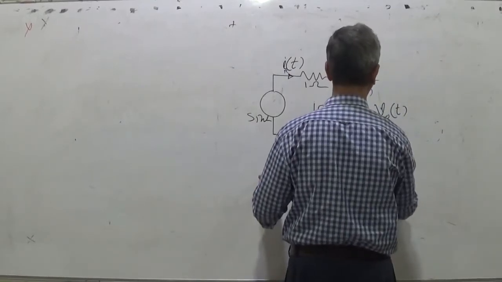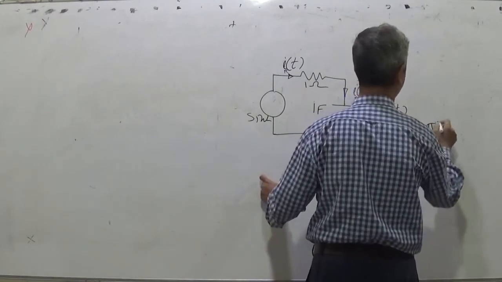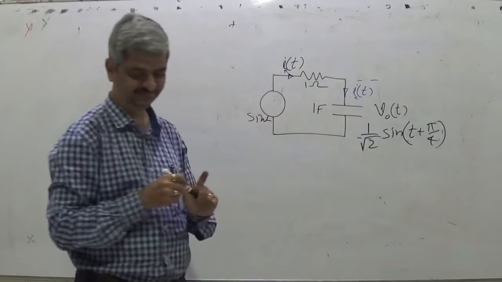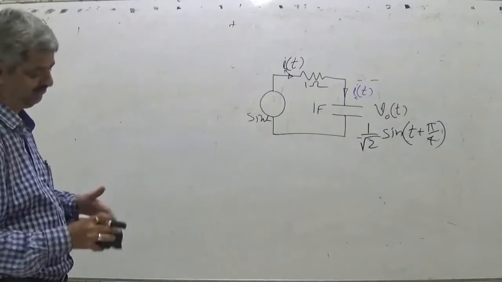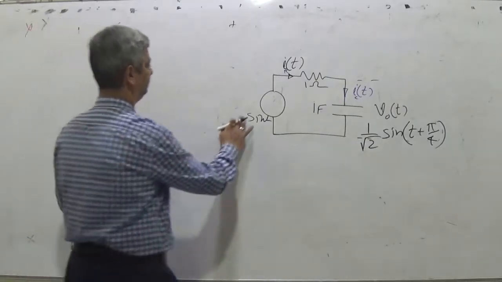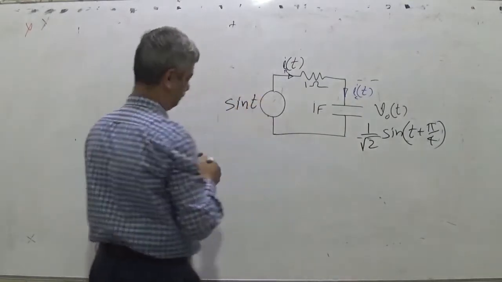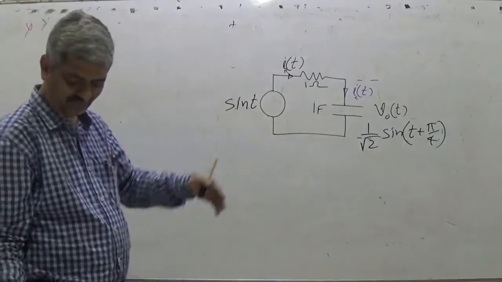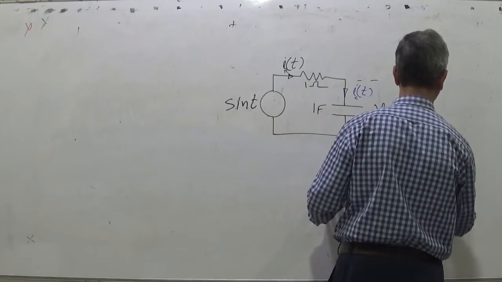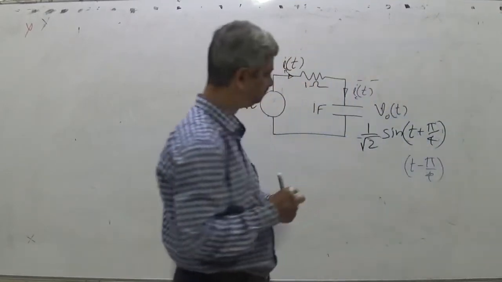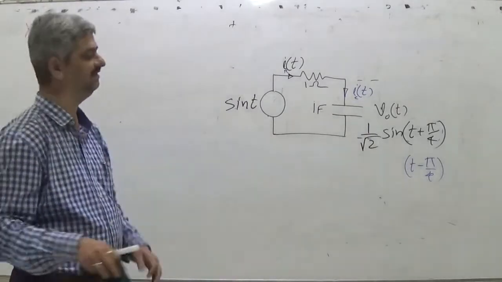one upon root 2 sine of t plus pi by 4. Is it the answer? You can cross check the answer. Or you can cross check this for minus pi by 4. Somewhere you will be getting the correct value.